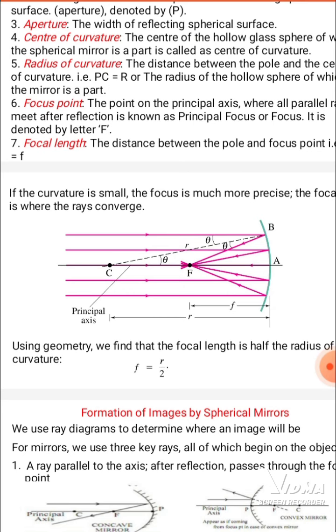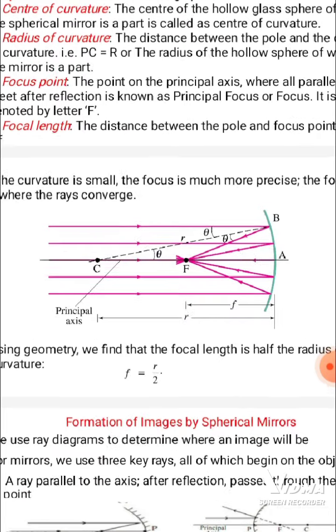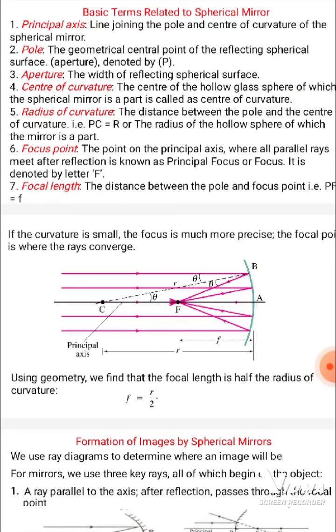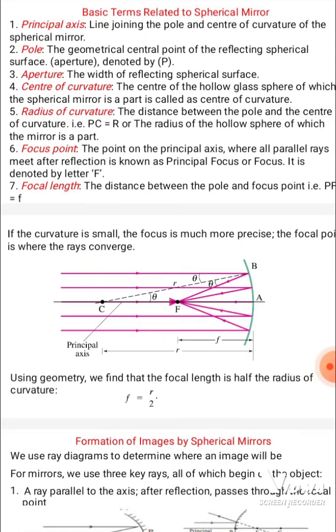Now, there is a relationship between the radius of curvature and the focal length. f equals R over 2, which means R equals 2f. R is the radius of curvature and f is the focal length. That is a very good relationship, which we'll be using for solving some problems under this subject. Now that will take us to formation of images by spherical mirrors.